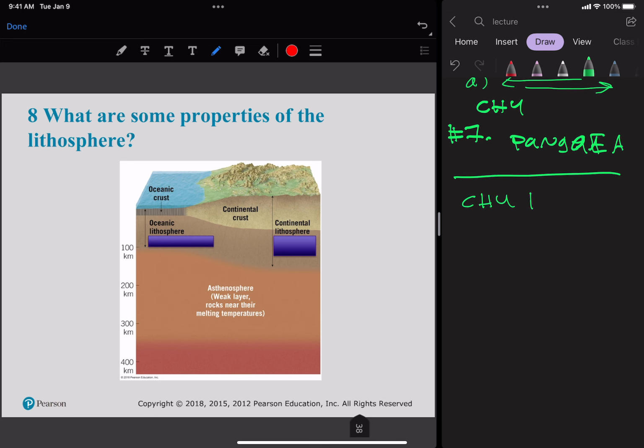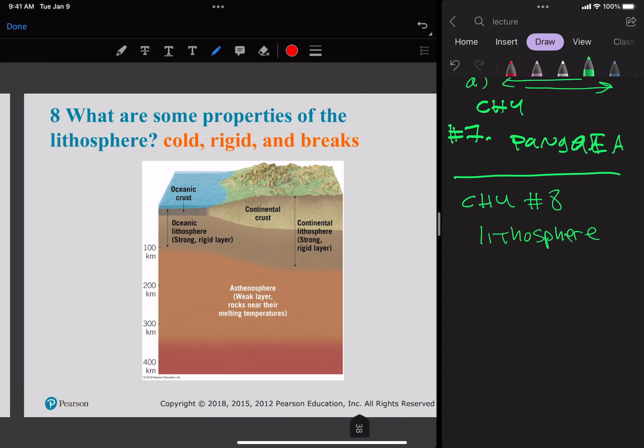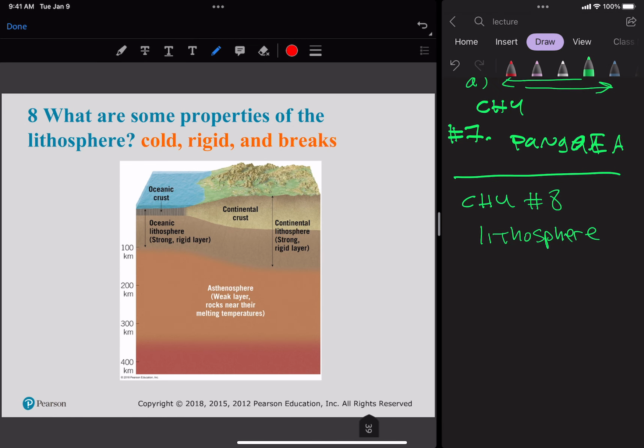Chapter 4, number 8. What are some properties of the lithosphere? So the lithosphere is this region here. So what are some properties of the lithosphere? So the lithosphere, because it's near the surface of the Earth, so it's basically next to outer space, it's going to be very cold. So it's cold, and because it's cold, it's going to be rigid, and instead of bending, it'll break.